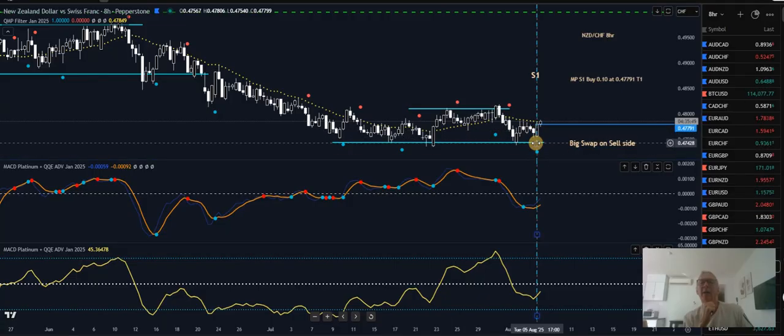I'm going to buy here. It's not a QQE, it's just a MACD Platinum based on this support level here. It's a slow moving pair generally, so I'm happy to take it.